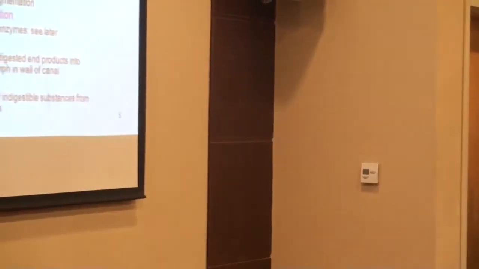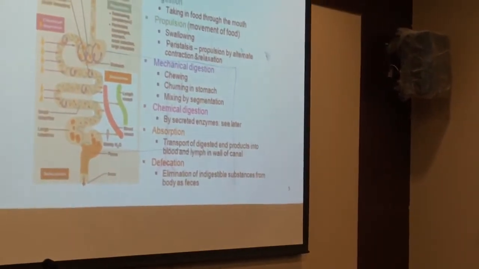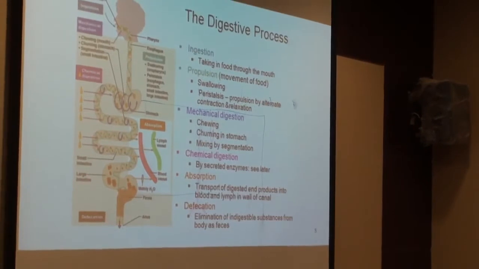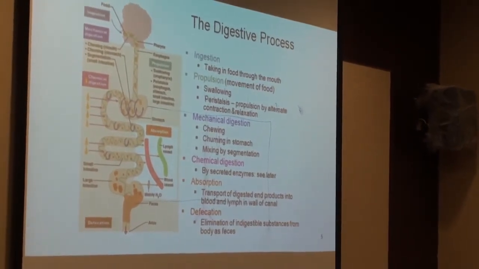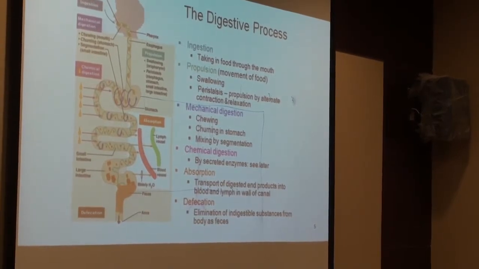The process of ingestion, that is, to take in the food. The process of propulsion, that is, how the food moves. As we said, this is a mobile tube. It moves all the time. Motility is there. So it will propel the bolus forward.